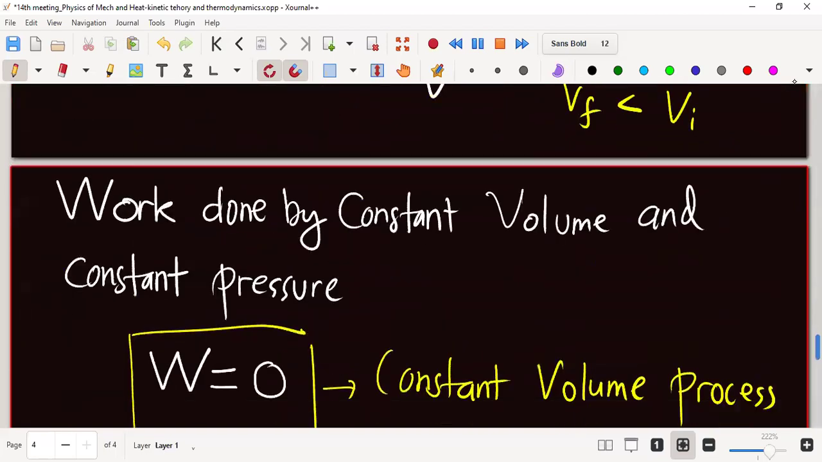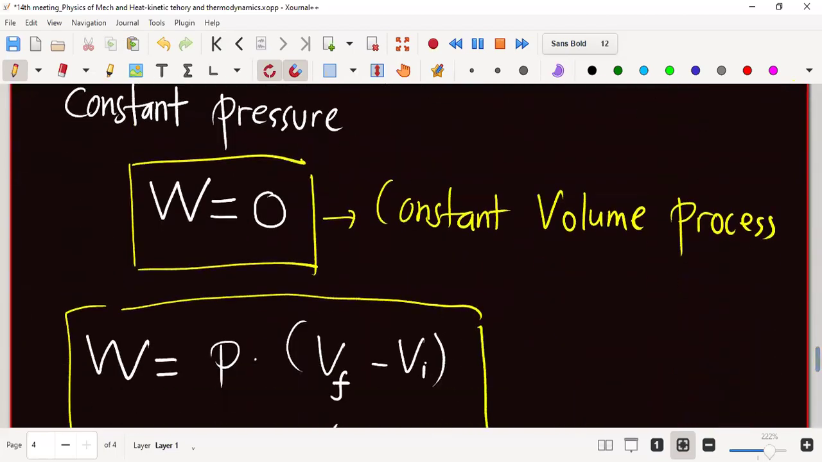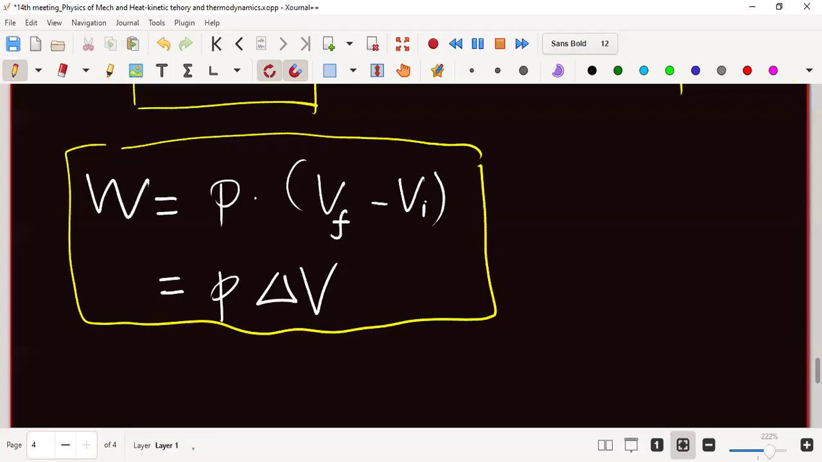So W is work. The characteristic of constant volume is that the work is zero, but for constant pressure, the work is P times delta V, the pressure times the difference of volume. This one is for the constant pressure process.